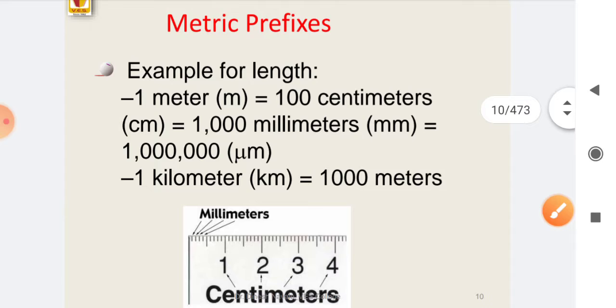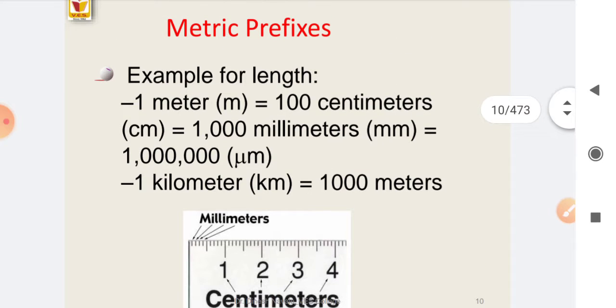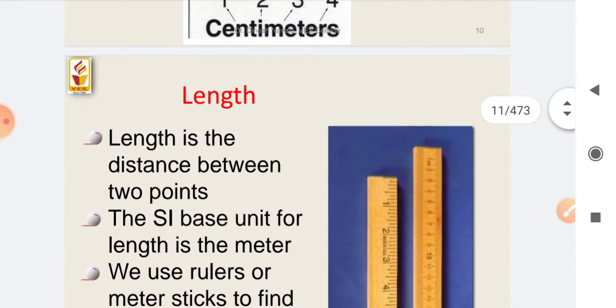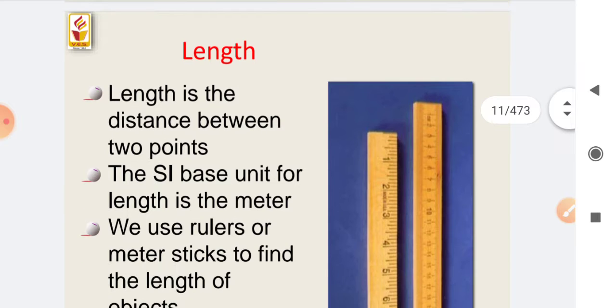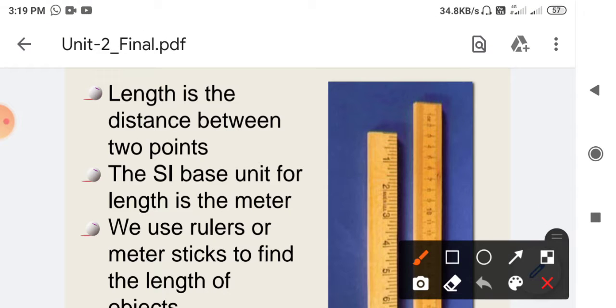So for the metric system, for example, for length, we generally measure length in centimeters, meters. But the SI unit for length is the meter. So the SI unit for length is meter, and what is length? Length is the distance between two points.